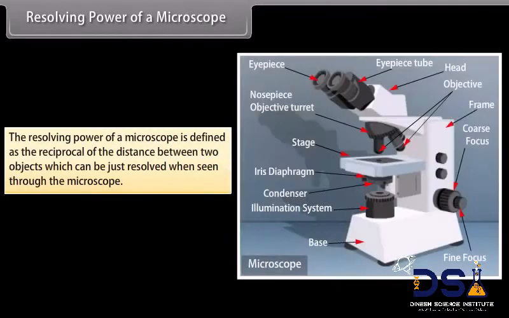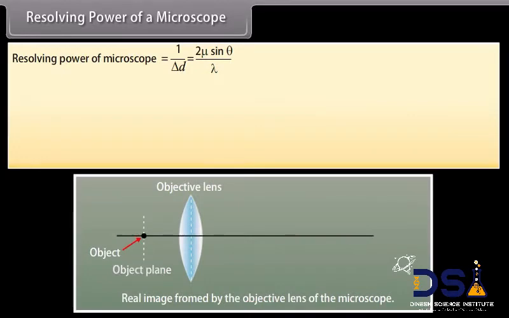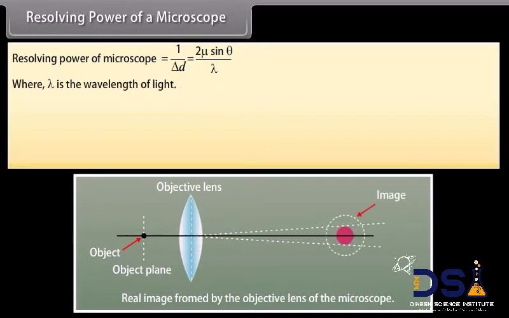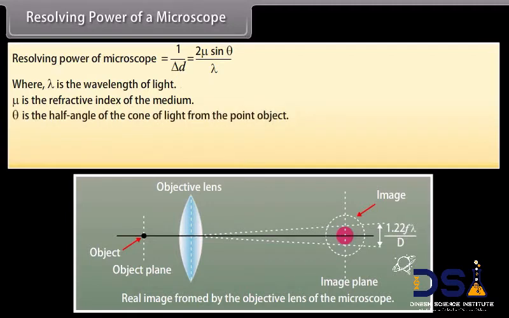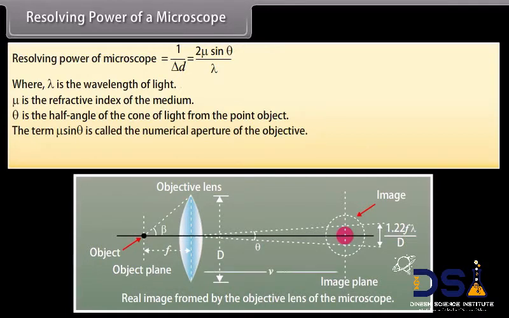Resolving power of a microscope. The resolving power of a microscope is defined as the reciprocal of the distance between two objects which can be just resolved when seen through the microscope. 1/ΔD = 2μ sinθ / λ, where λ is the wavelength of light, μ is the refractive index of the medium, and θ is the half angle of the cone of light from the point object. The term μ sinθ is called the numerical aperture of the objective.